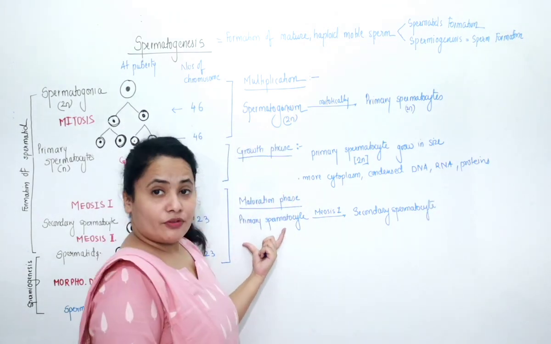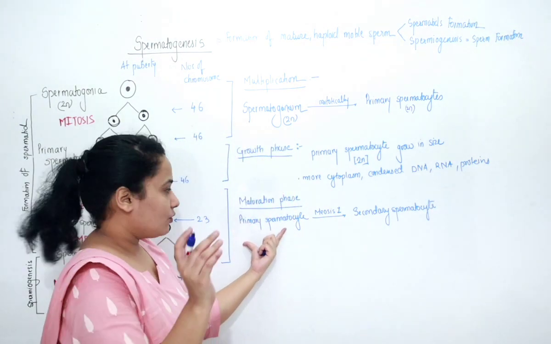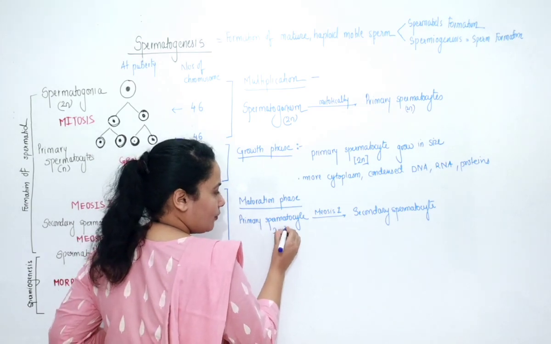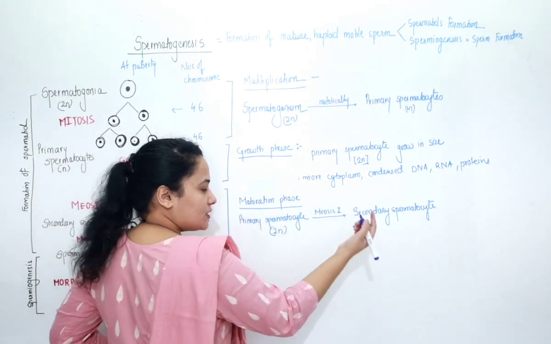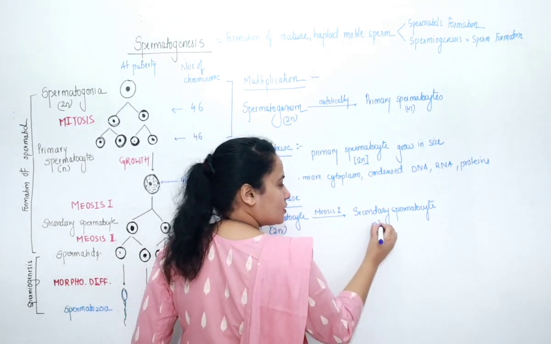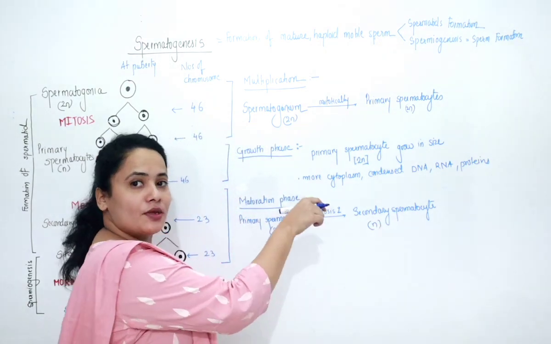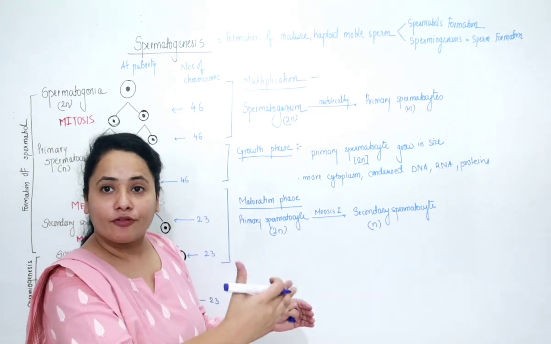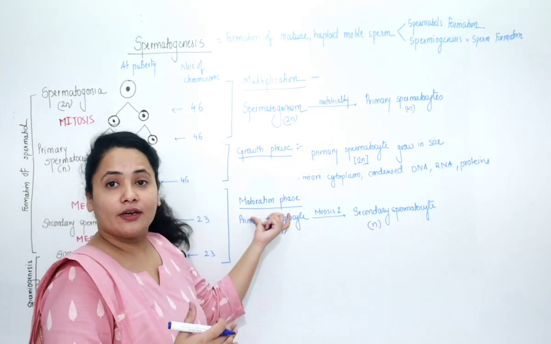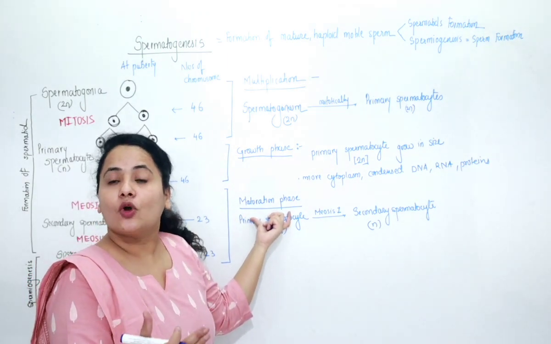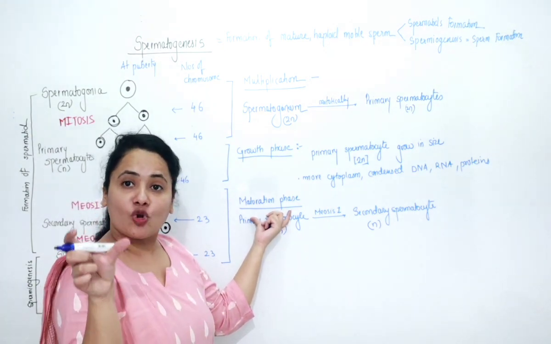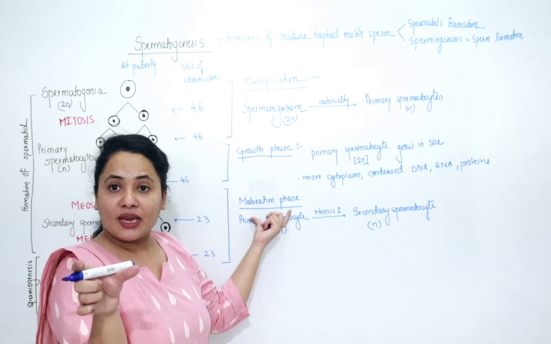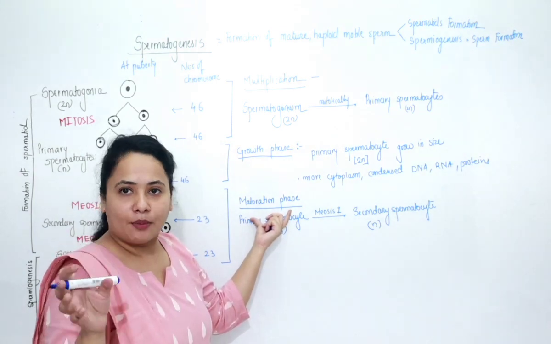Now, suppose I am talking about primary spermatocyte, we know it is diploid. Diploid means the number of chromosomes is 46. And it is forming secondary spermatocyte by meiosis 1. So from here, it starts becoming haploid. And you know that it is known as maturation phase. Why do we call it the maturation phase? Because this results in the formation of haploid gamete, which is the main identity of a gamete.